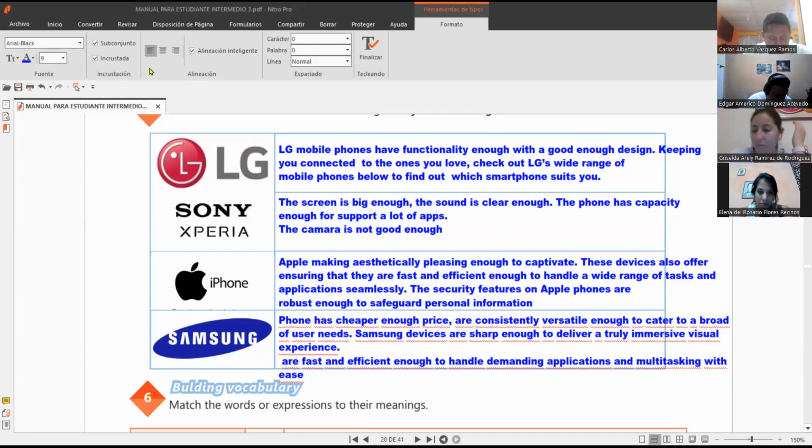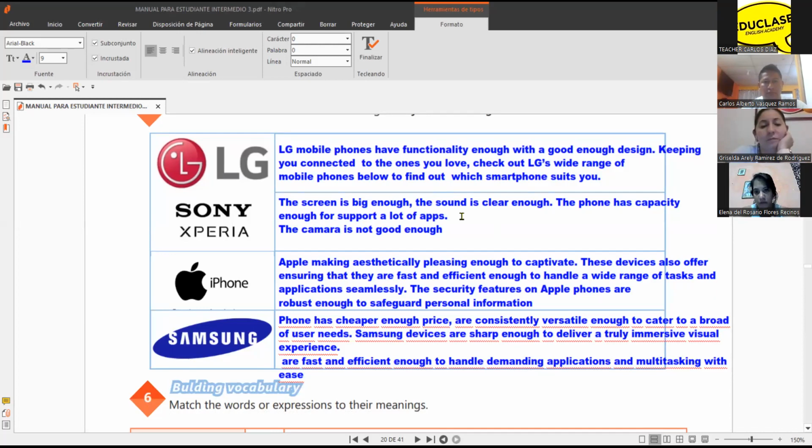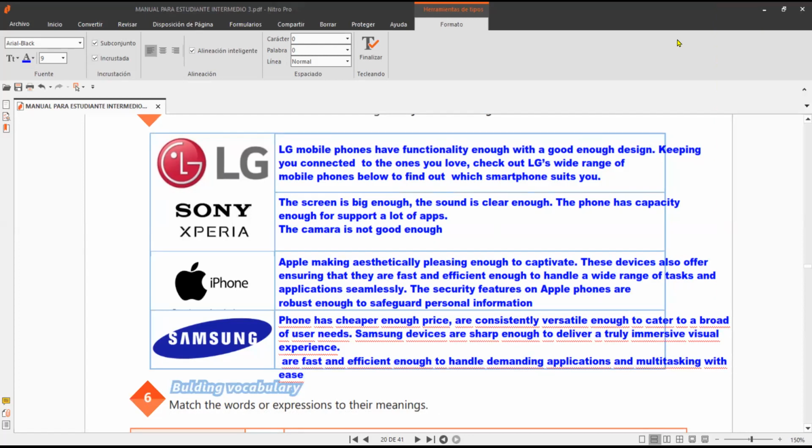LG. First, LG. LG mobile phones have functionality enough with a good enough design, keeping you connected to ones you love. Check out LG's wide range of mobile phones below to find out which smartphone suit you. About Sony Xperia, the screen is big enough, the sound is clear enough, the phone has capacity enough for support a lot of apps. The camera is not good enough.